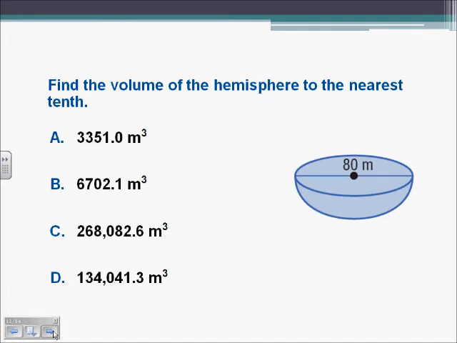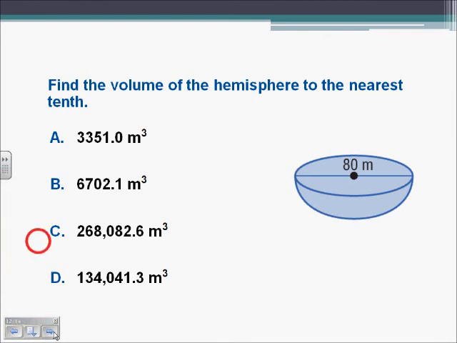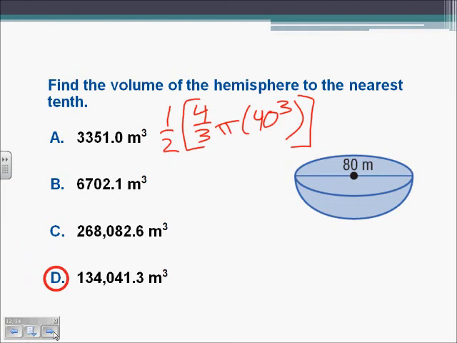Here we're asked to find the volume of a hemisphere with a diameter of 80 meters. So we just take our 4/3 times pi times our radius, which would be 40, to the third power. And we want half of that because we have a hemisphere. So instead of plugging it into our calculator like this, we know half of 4/3 is just 2/3. So we get 2/3 times pi times 40 to the third power, which is going to be approximately 134,041.3 meters cubed.